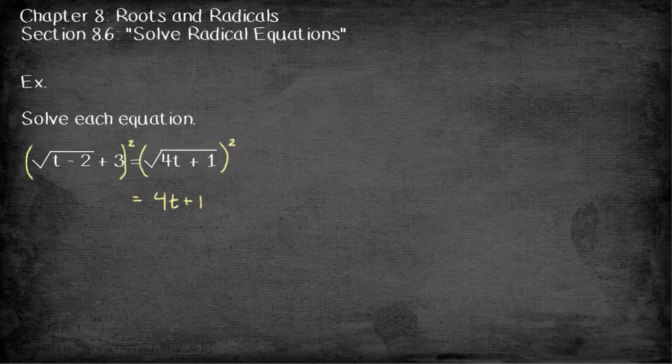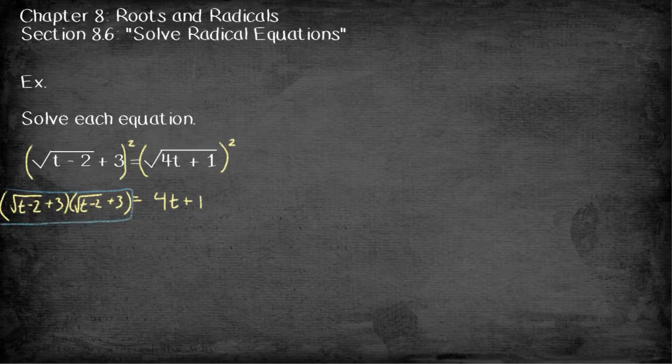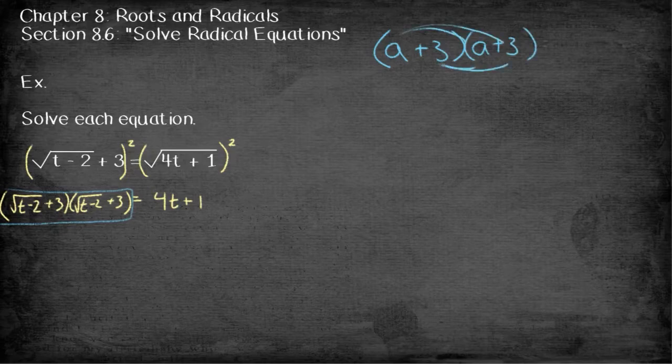And we want to be careful here with the left-hand side. We actually have to FOIL this nonsense. So that can be kind of intimidating. We'll just think of it in these terms. So I'm doing something like a plus 3 times a plus 3. That's a little bit easier to swallow. Okay, FOIL. So I'll have a squared plus 3a plus 3a plus 9. In other words, I'll have a squared plus 6a plus 9.